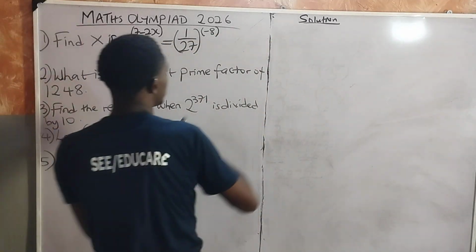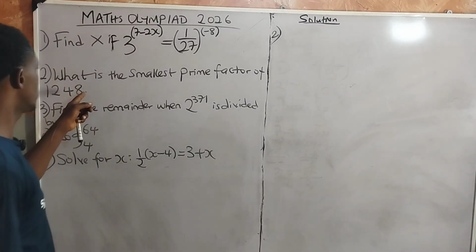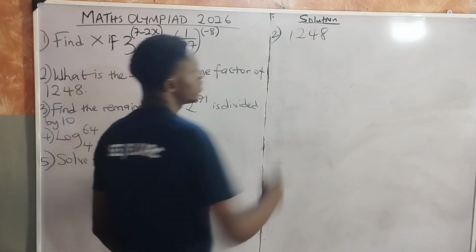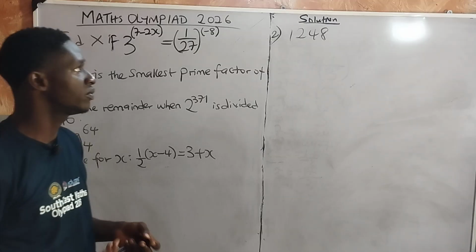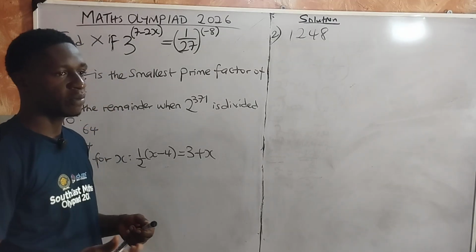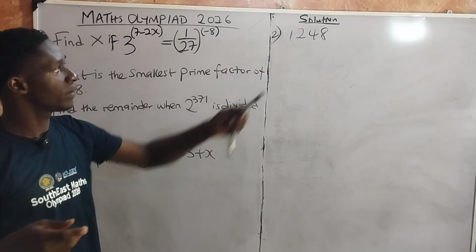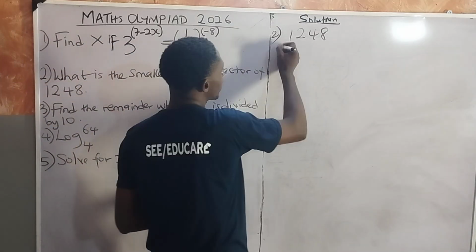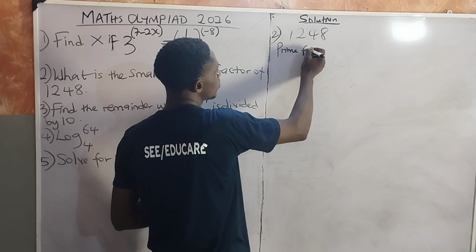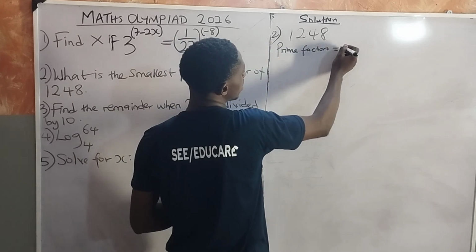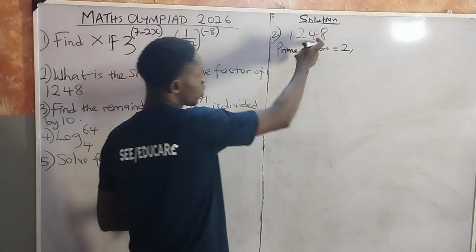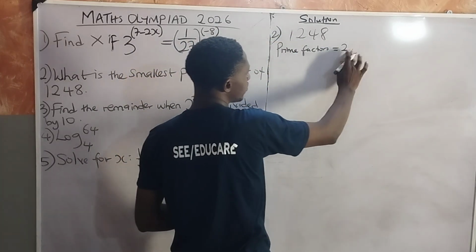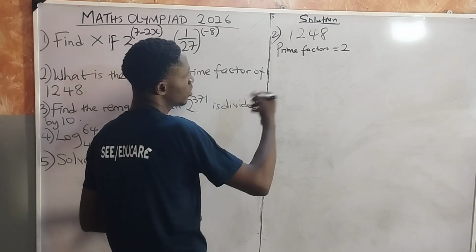So we have number 2 here. What is the smallest prime factor of 1248? Very easy question. What is a prime factor? It is a factor that can go into this number, that can be divided only by itself and 1. You know that 2, because this is an even number, so the smallest prime factor is 2.